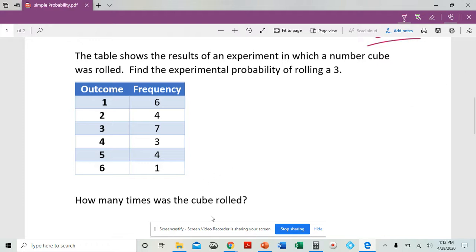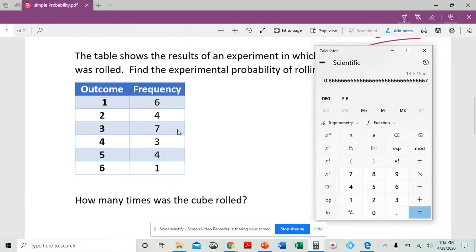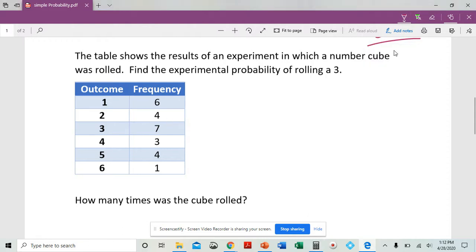So the first thing we need to figure out is how many times was the cube rolled. So this is the outcome. This is what number was rolled on the cube, and this is how many times each number was rolled. So we're going to add up all of this right here. So 6 plus 4 plus 7 plus 3 plus 4 plus 1 is 25. We know that 25 is going to be our denominator.